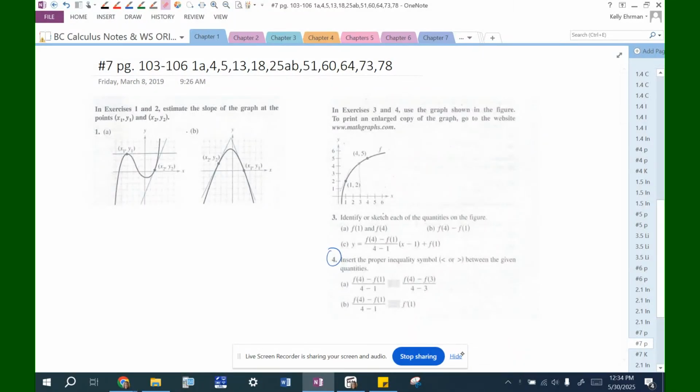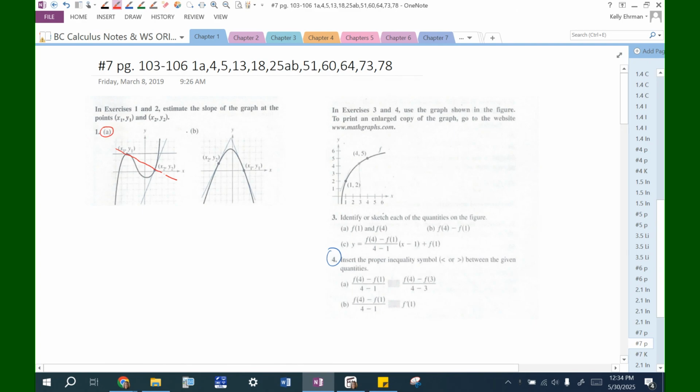Right, this is homework number 7. First set of problems, we're just doing 1A. It says, estimate the slope of the graph at the points x1, y1, x2, y2. So we are estimating this slope right here. I think I can get points off of those.